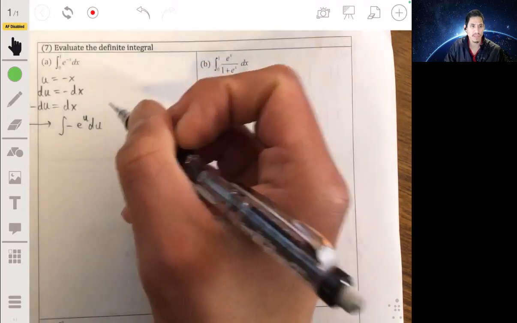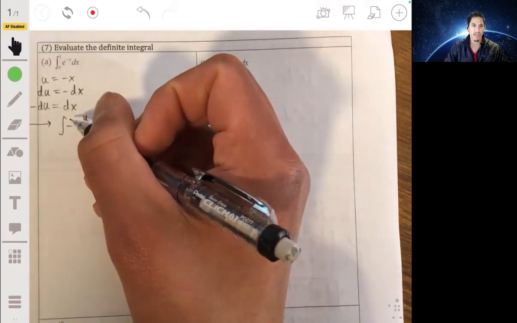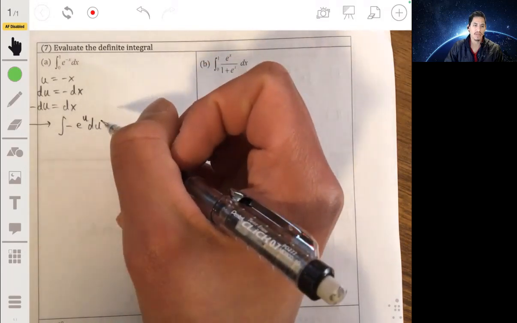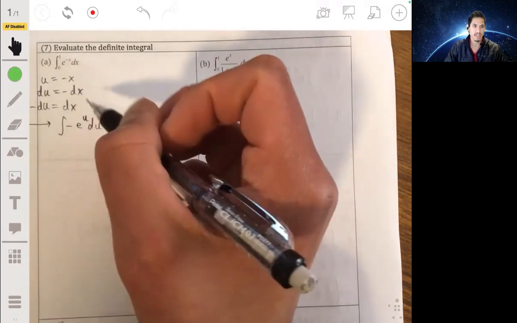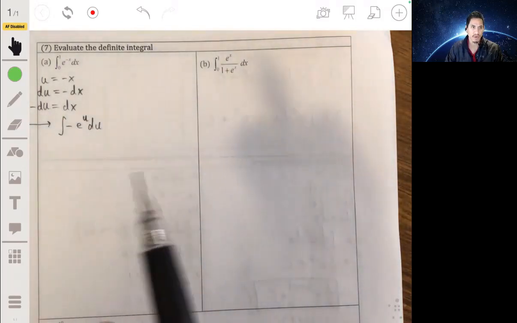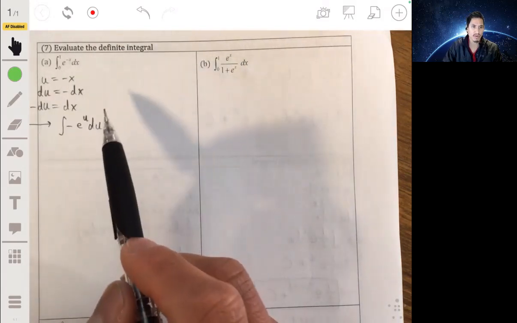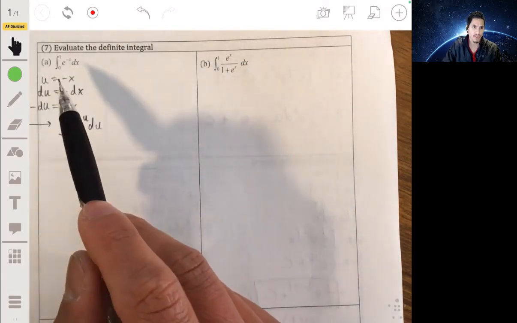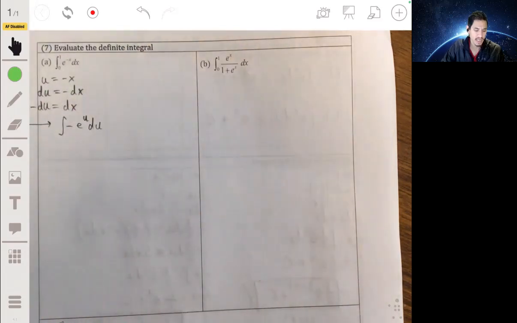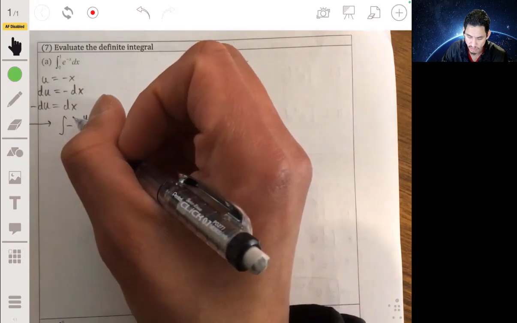Now here you have two options. You can leave the endpoints blank, integrate this, and then resubstitute negative x in for u, and then evaluate the definite integral with the endpoints in terms of x. Or you can rewrite the endpoints in terms of u and just evaluate the problem from there and never have to switch back. I prefer to just evaluate the endpoints in terms of u.